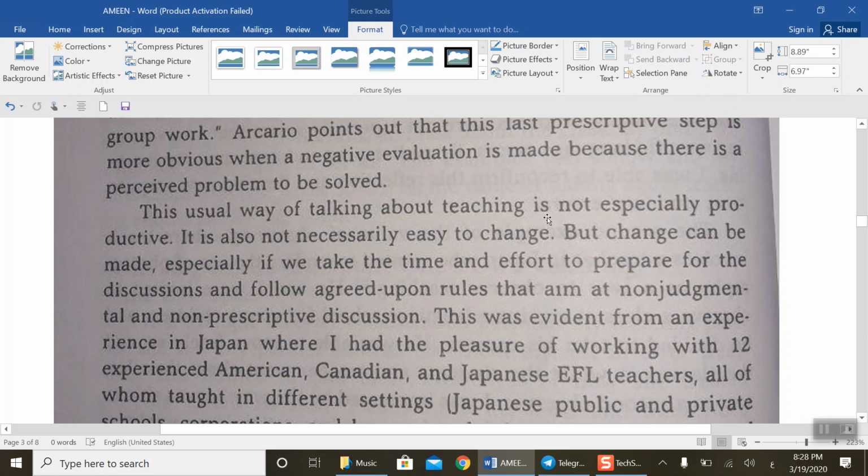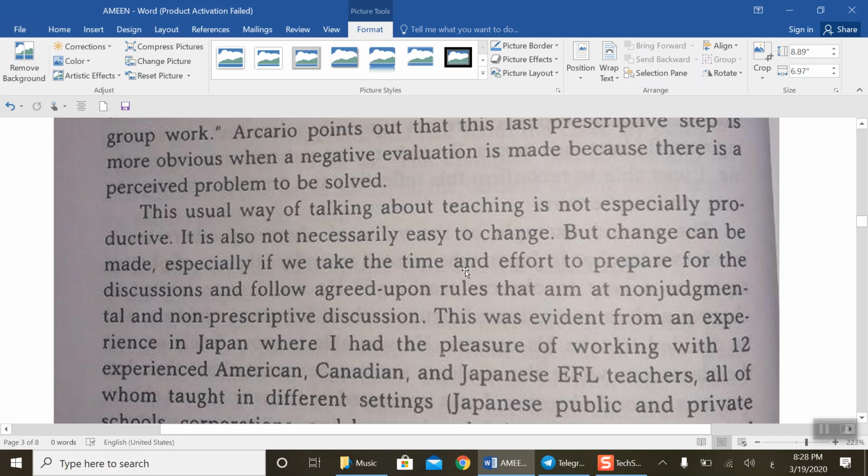This usual way of talking about teaching is not especially productive, not necessarily. It is not always easy to change, but change can be made, especially if we take the time and effort to prepare for the discussion. Of course, we need time and effort for discussions. This is a very important point here.